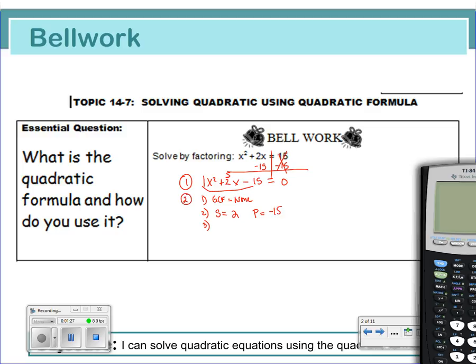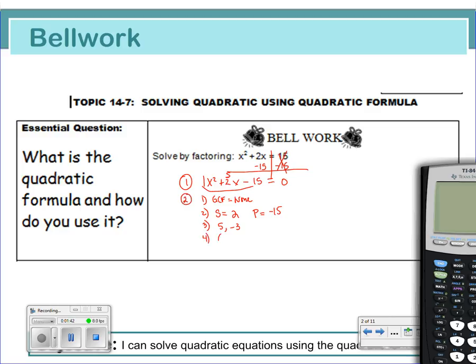Next, we need to find what two numbers will multiply to give you negative 15, but add to give you a positive 2. The two numbers are 5 and negative 3. 5 times the negative 3 is negative 15. 5 plus the negative 3 is a positive 2.